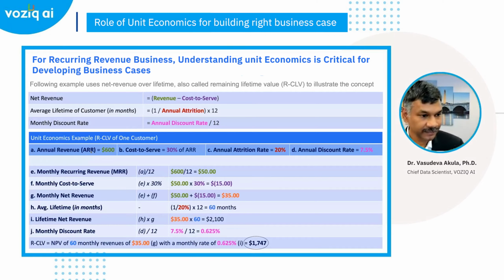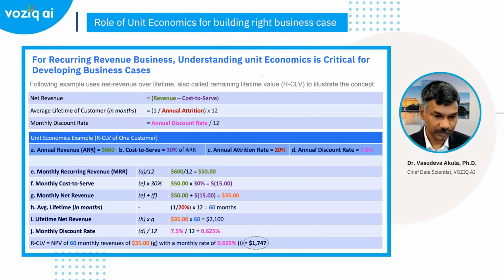In this scenario, we're going to use revenue of, let's say, $50 a month, which is $600 a year. Let's say our cost of servicing that customer is 30% of the revenue that we collect, and we have an annual attrition of 20%, and the bank is lending the money at 7.5% interest, right? Simple numbers; you can change these to get to your own numbers, or we can help you with these. So in this case, monthly revenue is $50, which is 600 divided by 12. Monthly cost to serve is $50 times 30%, or $15.